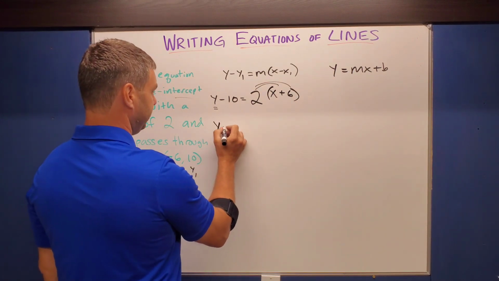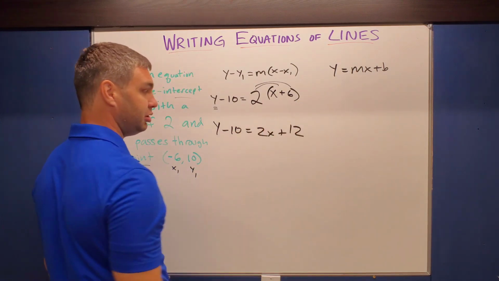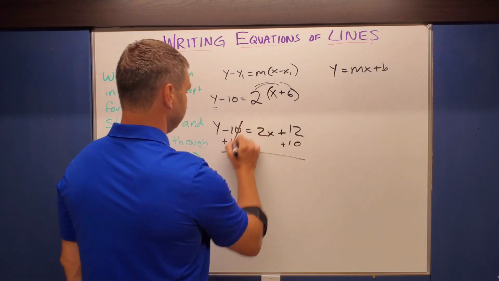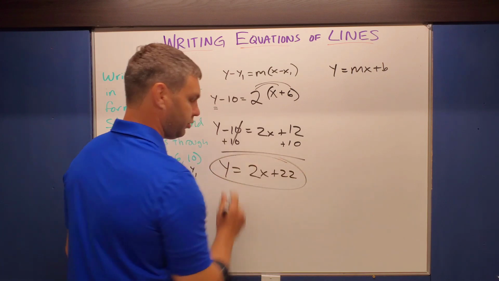So if I do that here, it's going to be y minus 10 still equals 2x plus 12 if I distribute the 2 in. And then if I add 10 to both sides, that cancels. Y equals 2x plus 22.